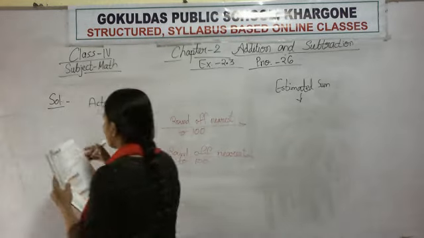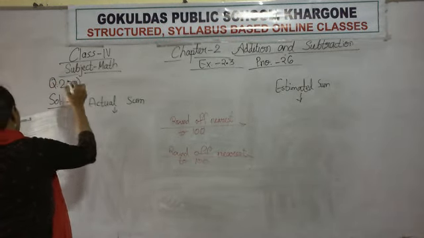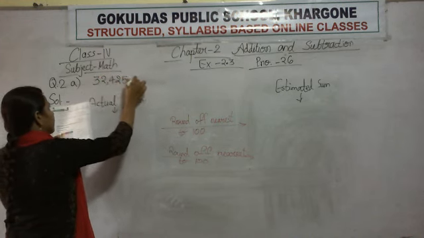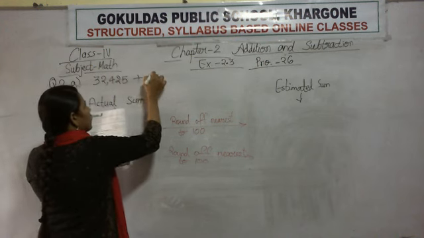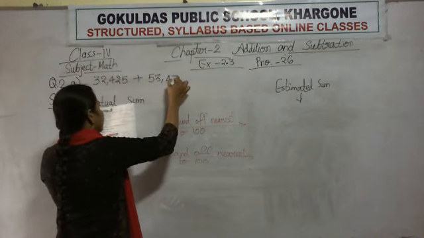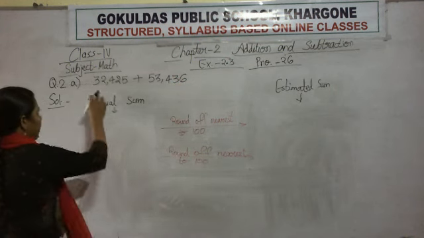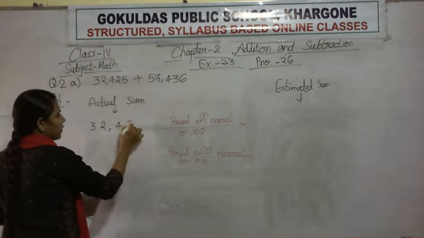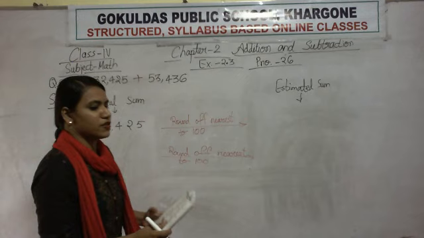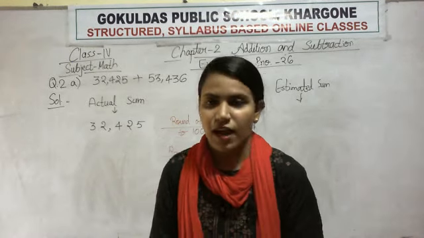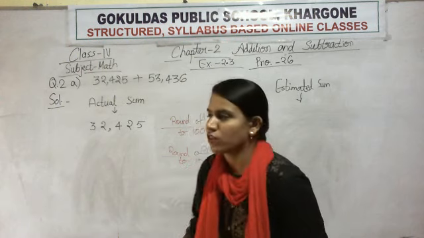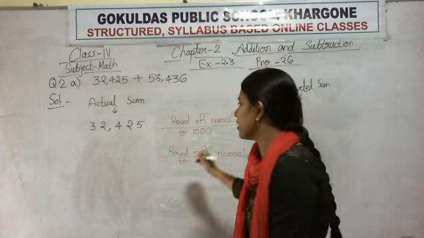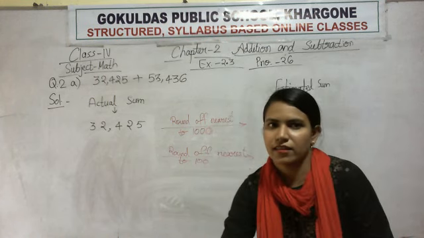Question 2, part A. The first addend is 32,425 and the second addend is 53,436. Okay, I am writing the first addend here, 32,425. Now round off this number to the nearest 100? No, to the nearest 1000 as they asked in the question.